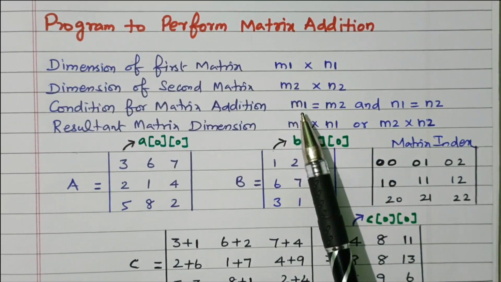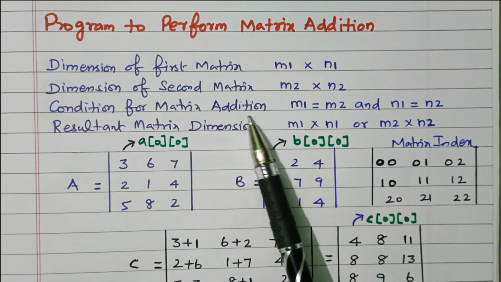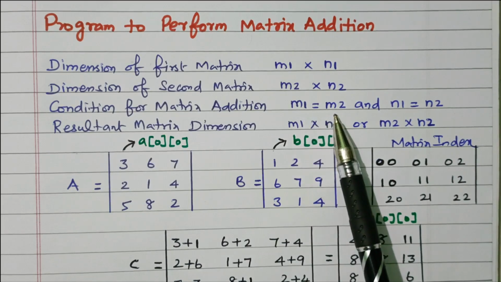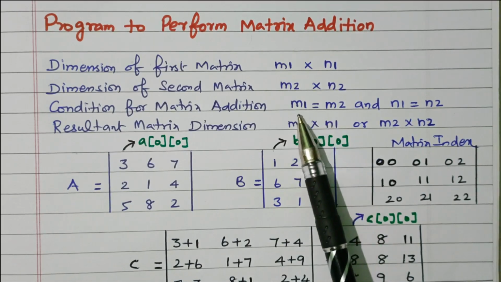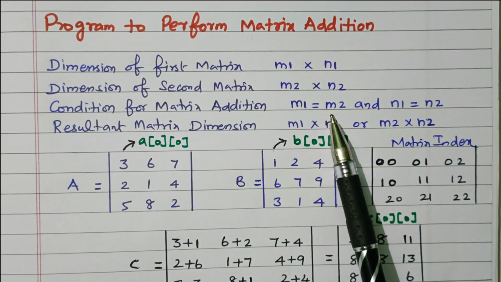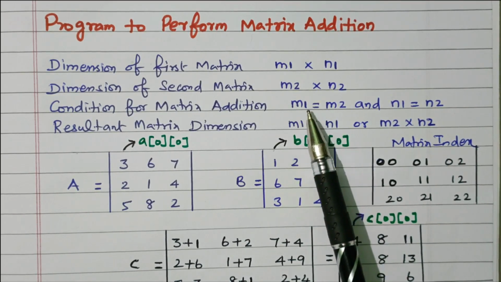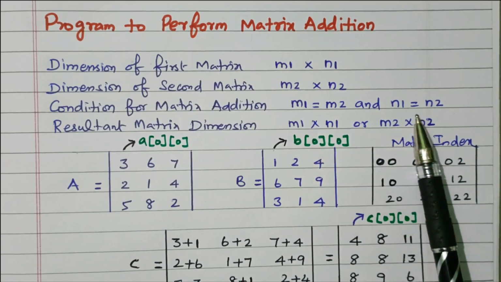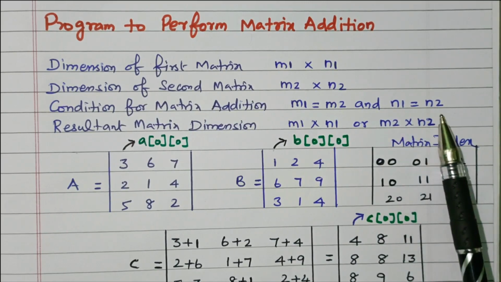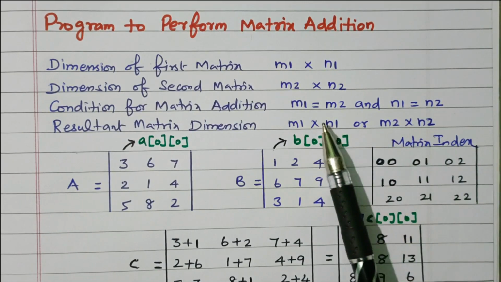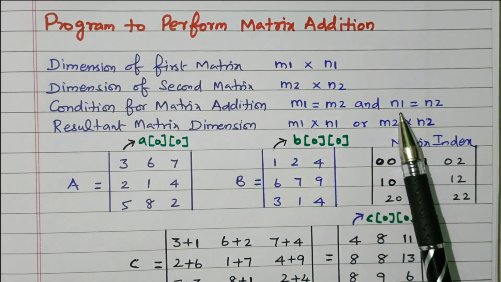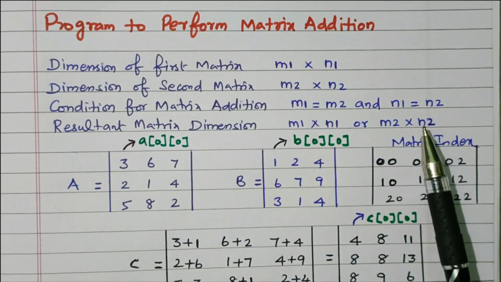In order to perform the addition, what is the condition? We need to check the condition. The row size of the first matrix m1 should be equal to the row size of the second matrix m2, because only the corresponding elements in the rows and columns we are going to add. So the number of rows in both matrices should be equal. Similarly, the number of columns also should be equal, n1 equal to n2, right? Number of rows in the first matrix and second matrix should be equal. Number of columns in the first matrix and second matrix should be equal.